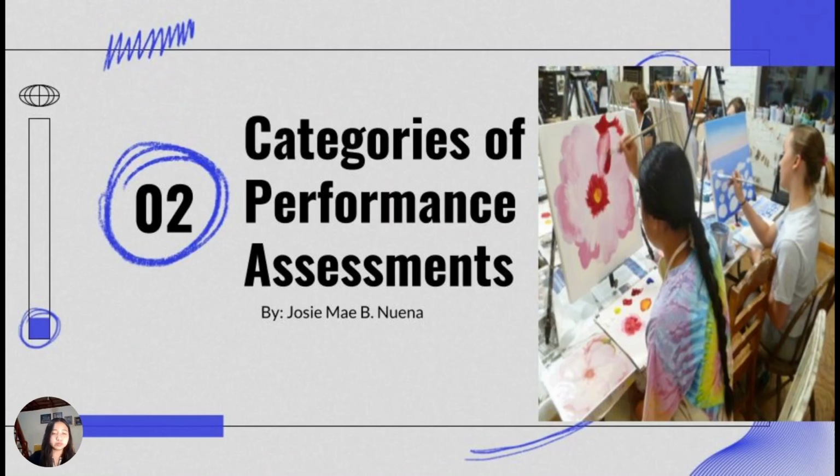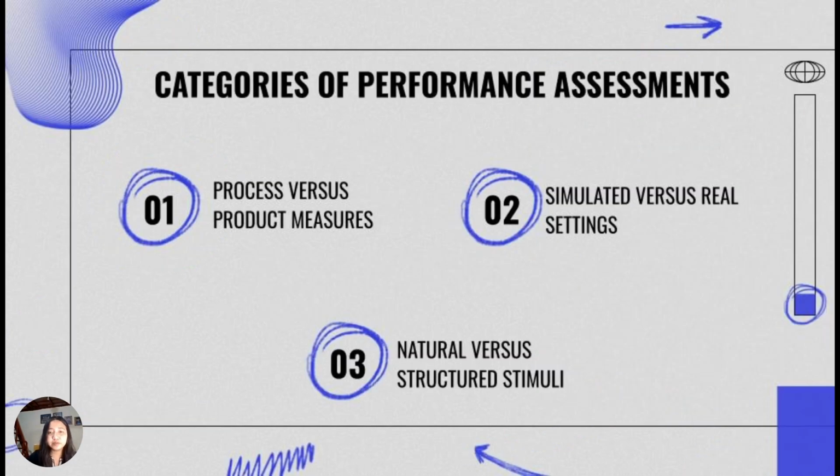Good day everyone, my name is Rosie Pinona and today I will be discussing the categories of performance assessment. Assessment can be divided into numerous categories. In performance assessment, it can be categorized in many ways such as process and products, the simulated and real settings, and lastly the natural versus the structured stimuli.